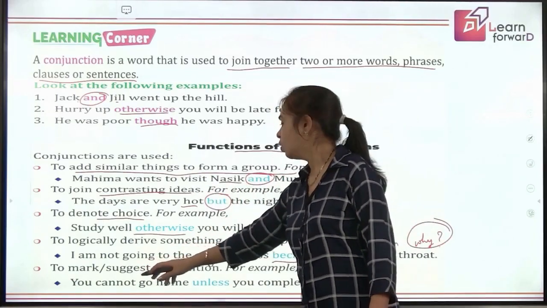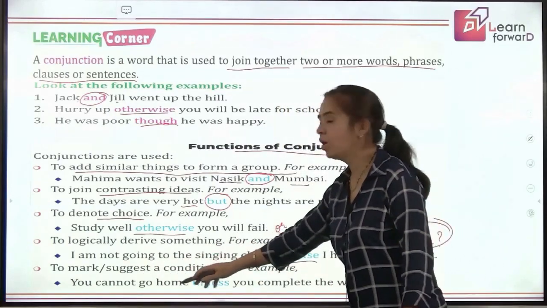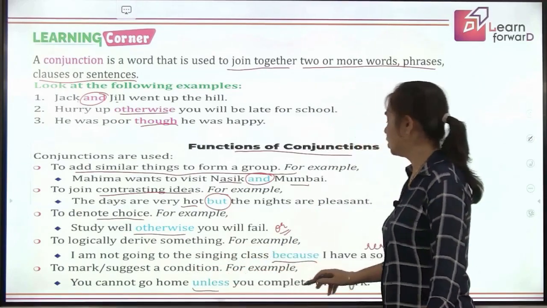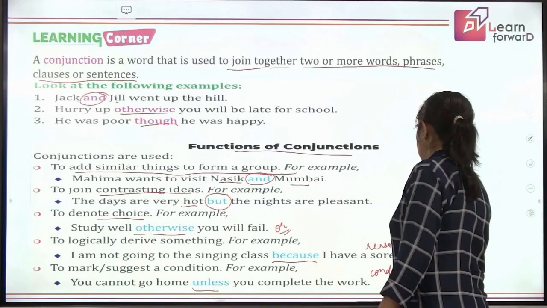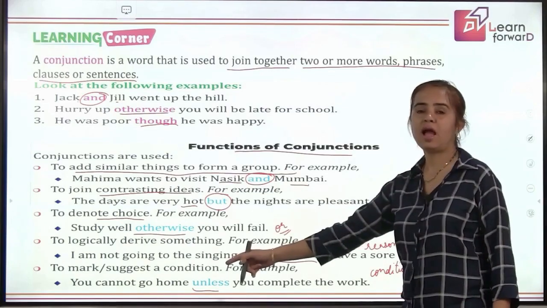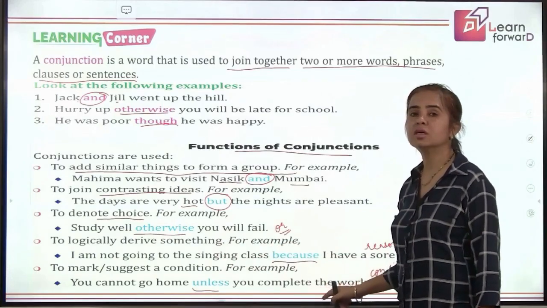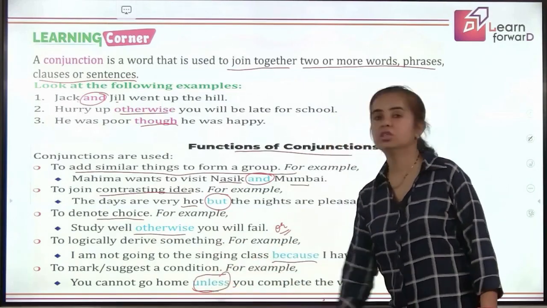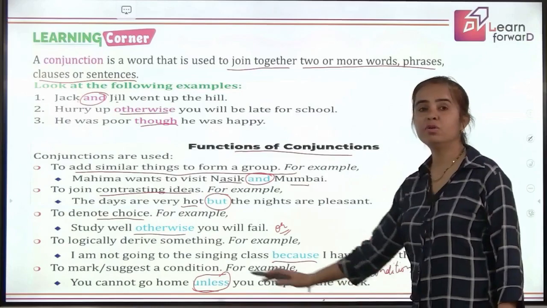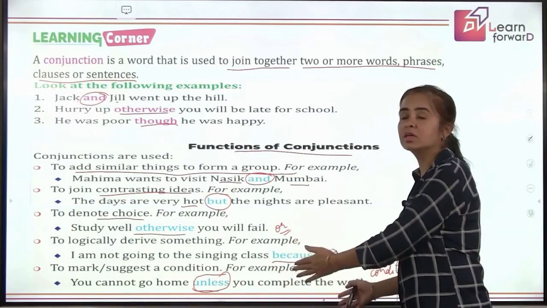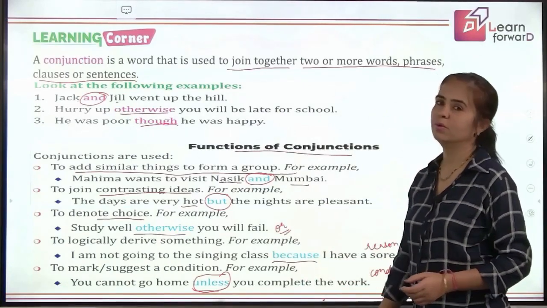And then to mark or suggest a condition. You are making a condition to be fulfilled. You cannot go home unless you complete the work. So this is your condition. If you fulfill it, you can go ahead with the first action. If you do not fulfill it, that first action will not happen. So you are using the conjunction unless here, right? And see children, unless you complete the work, if you write unless, the negative part of this comes here. That means if you do not complete the work, you cannot go home, right?